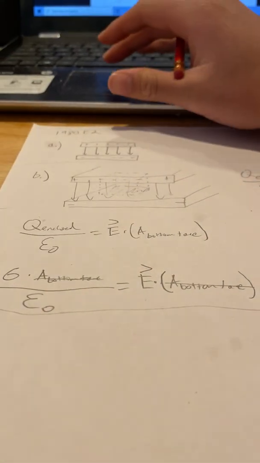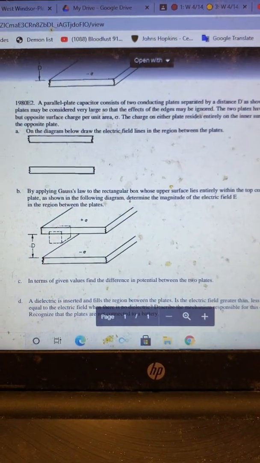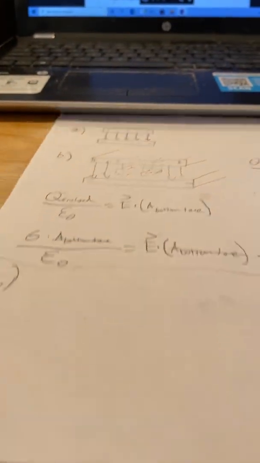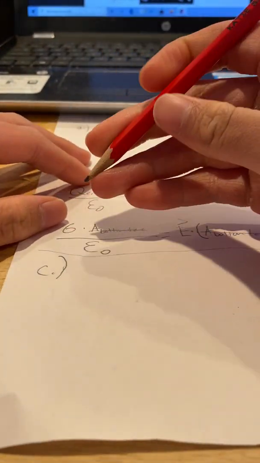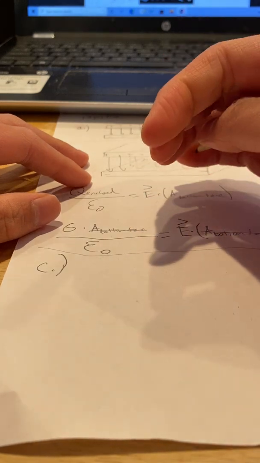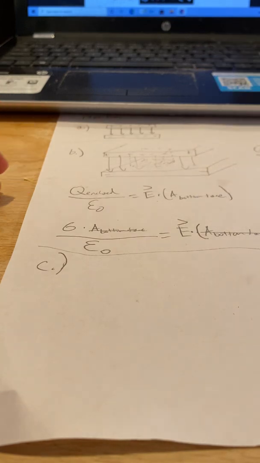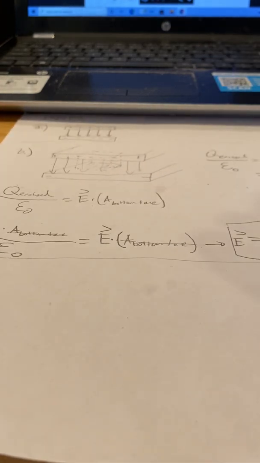Okay, C. In terms of given values, find the difference in potential between the two plates. So that should be pretty simple. The electric potential is pretty much the energy per charge, which in other words is the voltage. For this problem, however, I'm going to consider it as energy per charge, or work per charge.